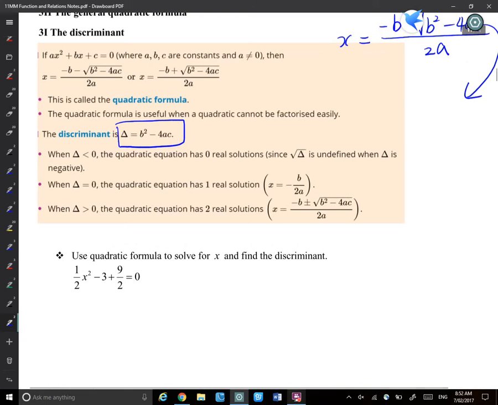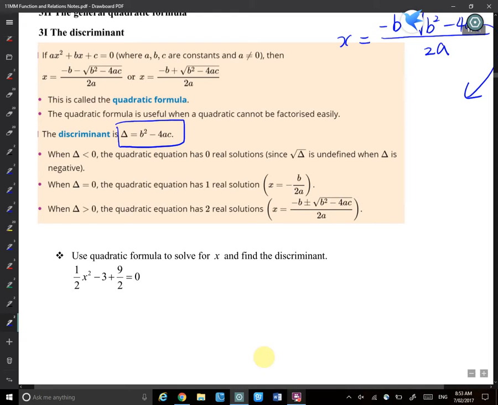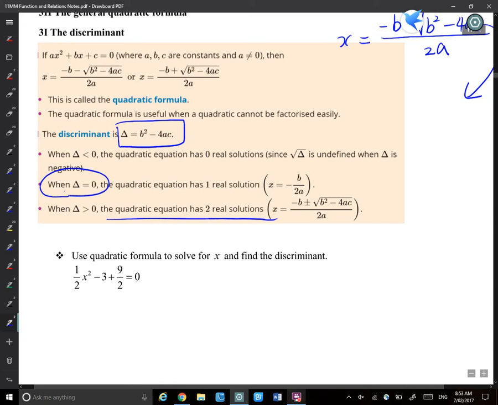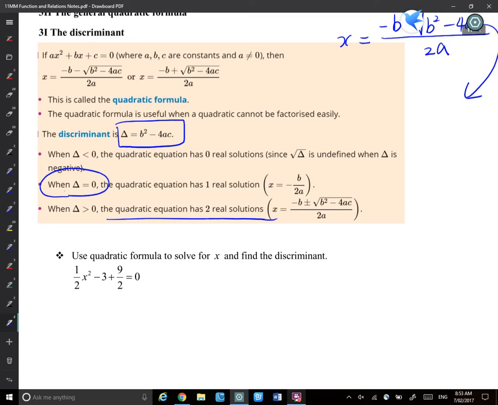So when the discriminant is smaller than 0, the equation will have no real solutions, okay? Because the square root of the discriminant is undefined when the discriminant is smaller than 0. If it's positive, I will have two real solutions, because something plus one thing and something minus one thing will give you two solutions. But there's a special case when the discriminant equals 0. If the discriminant equals 0, something plus 0 and something minus 0 will be the same value. So I can only find one solution.